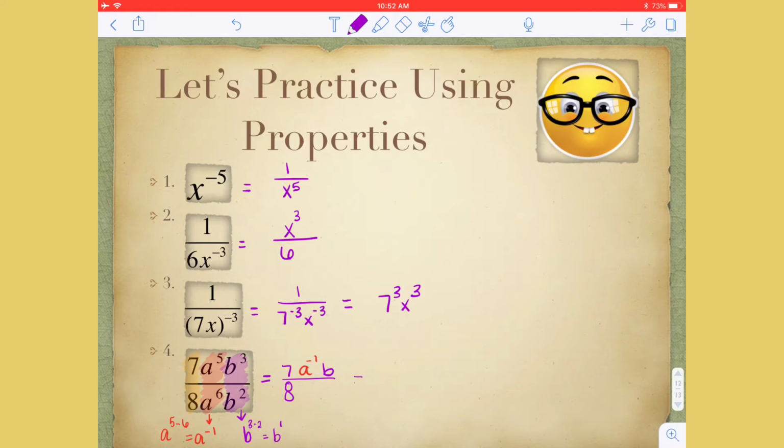And I need to further simplify that. I'm going to leave my 7 and my b. I'm going to leave my 8, but I'm going to move the a to the bottom so that its exponent is no longer negative.